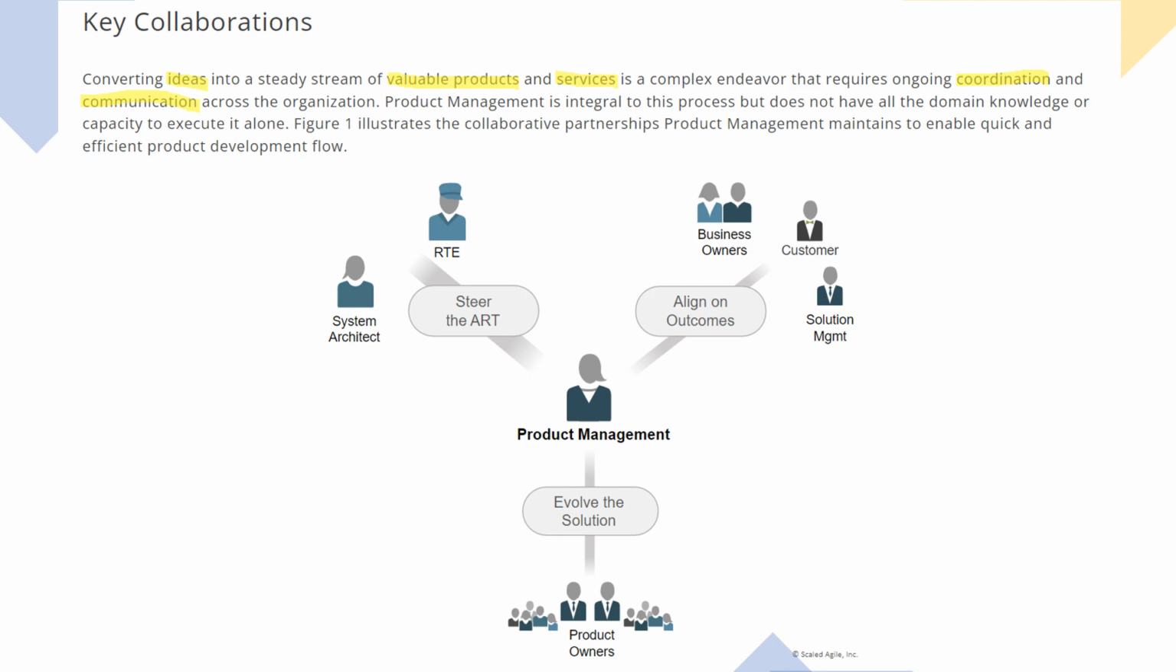If you see in this picture, the product management function is interacting in three ways of collaboration. The first one is aligning on outcomes. The product manager needs to work with the business owners, customers and solution management to understand and align on the outcomes. They also help in steering the ART, so they work with the system architect and release train engineers to ensure the success of the ART. Finally, they are also part of evolving the solution. They will work with the product owners. These are the main key collaborations required for a product management function.